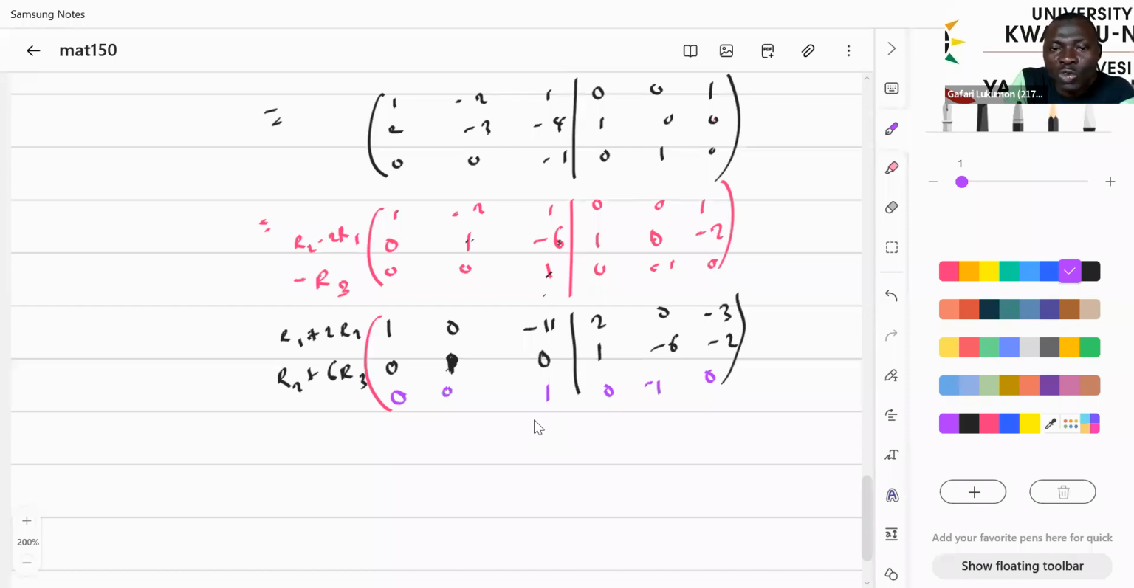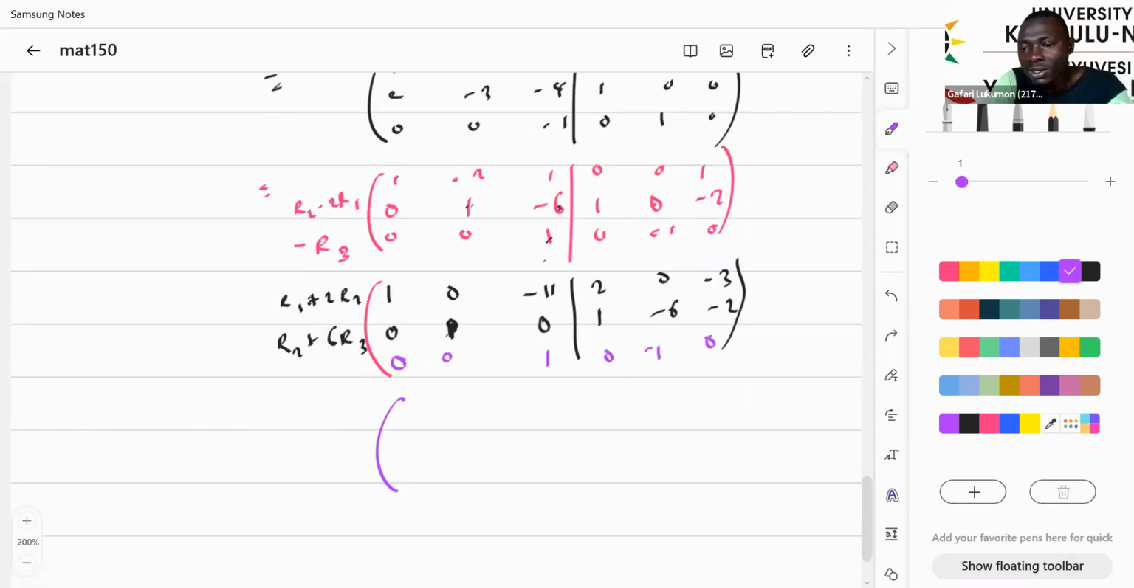Who can tell me the rule we are going to use to make this also to be 0 based on what I've been explaining? I want someone to say it among you. Anybody, please? Anybody? Anybody, my friend, please, I want you guys to talk.